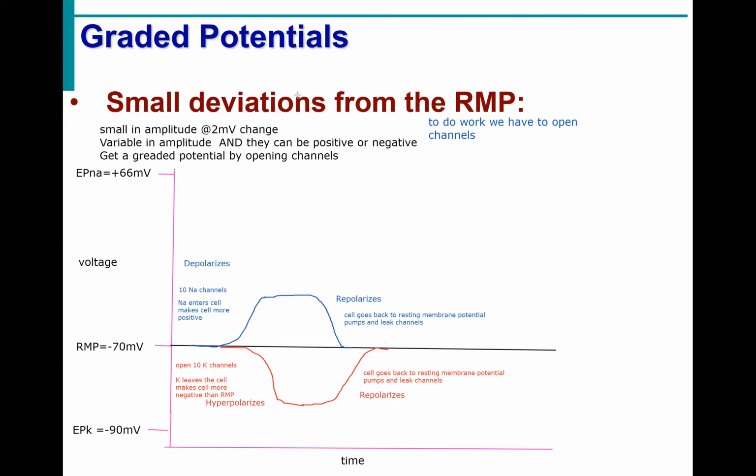A depolarization, and let's use green for this, is when we move more positive than the resting membrane potential. A hyperpolarization is when we move more negative than the resting membrane potential. But repolarization means to go to the resting membrane potential. So it doesn't matter the direction, as long as you're going towards the resting membrane potential, we consider it a repolarization.